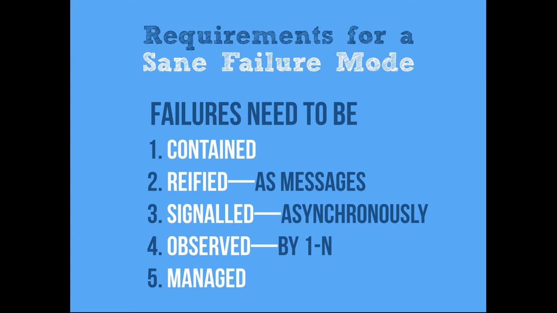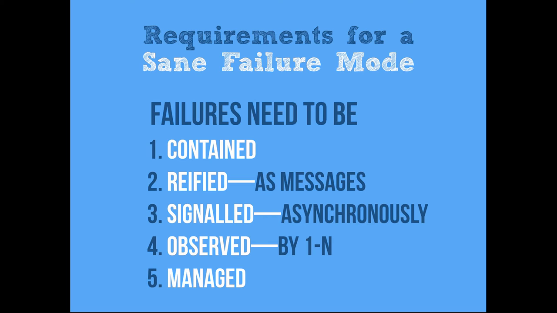And I think the requirements for a sane failure model is that failures need to be four things. First, they need to be contained so they don't spread out to other components, I mean, cascade. They need to be reified, turned into an object that can actually be sent away somewhere, so reified as messages. They need to be signaled, and signaled in an asynchronous fashion. If they're not signaled in an asynchronous fashion, then you have strong coupling that will lead to cascading failures again. Then you don't have the containment that's necessary.